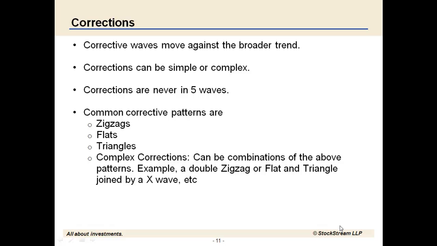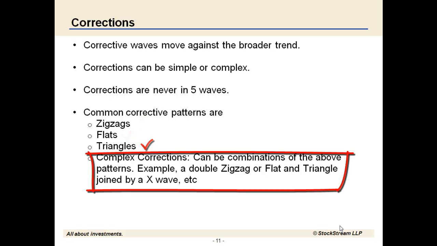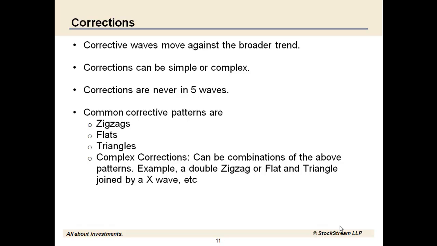A corrective wave moves in the direction opposite to the broader trend. A correction can be simple or complex. With the exception of triangles, corrective patterns are never in 5 waves. Simple corrective patterns are zigzags, flats, triangles, etc. A complex corrective pattern is formed by joining simple patterns with an X wave. Thus, we can have 2 zigzags joined by an X wave, or a flat and a triangle joined by an X wave.